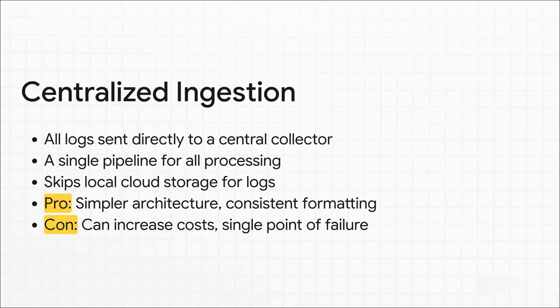The pro here is obvious. It's a much simpler architecture, and you get consistent formatting right away. The cons? Well, you can rack up those data transfer costs pretty quickly, and you're creating a single point of failure. If that collector goes down, you're flying blind. This is a great choice if simplicity is your absolute number one priority.